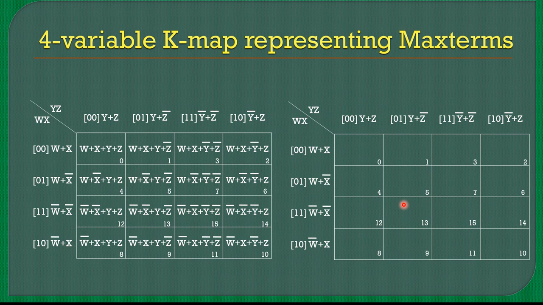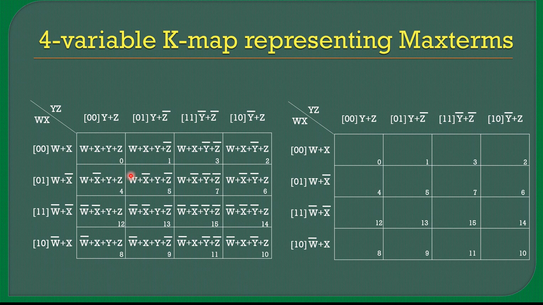Now we will go to the four variable K-map representing max terms. Here you will have two variables on the left side and two variables on top. The Gray code will be the same: 00, 01, 11 and 10. You have to write as per the Gray code. So on the left, w plus x, w plus x dash, w dash plus x dash, and w dash plus x. On top, it will be y plus z, y plus z dash, y dash plus z dash, and y dash plus z. When you combine these, you get all the terms of the Boolean expression.